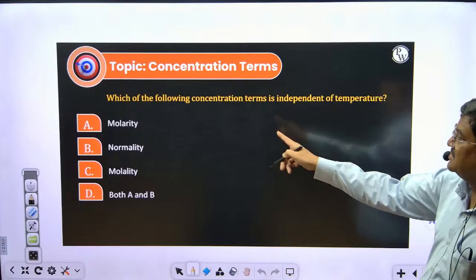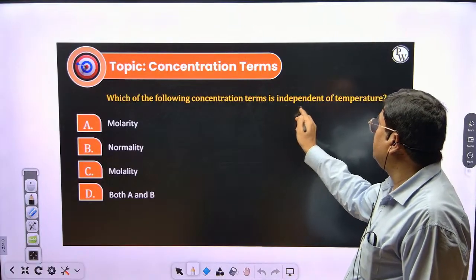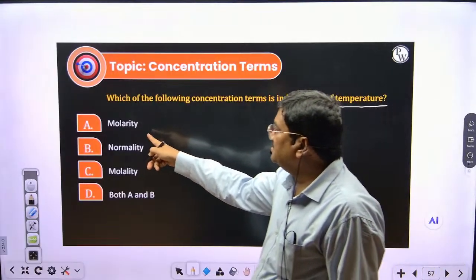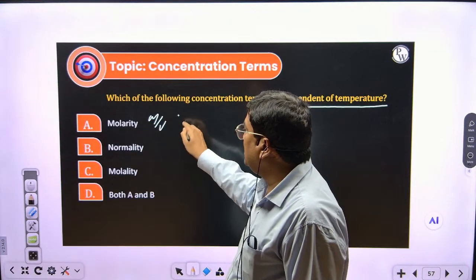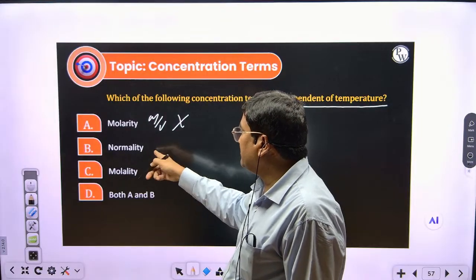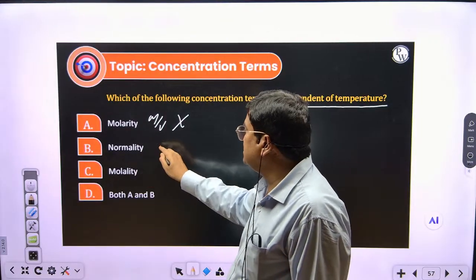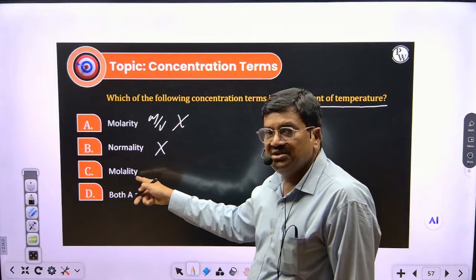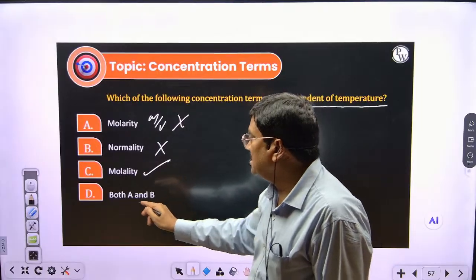Do this question. Which of the following concentration terms is independent of temperature? See, molarity will have a volume term, so it is not independent. It is dependent. Normality is the number of gram equivalents present in 1 liter, so this is also dependent. Molality is not dependent on temperature because there is no volume term. So the answer should be C.